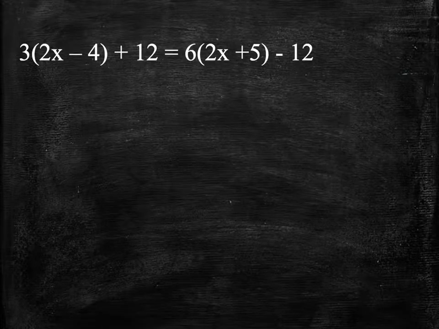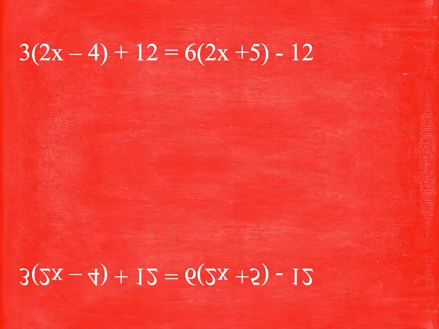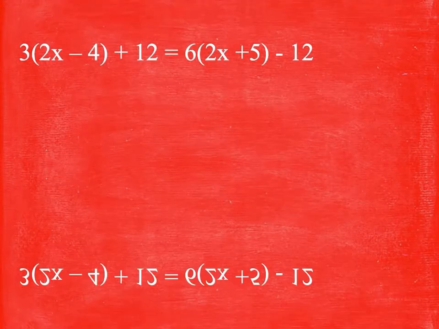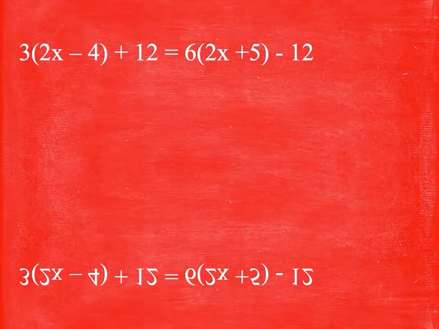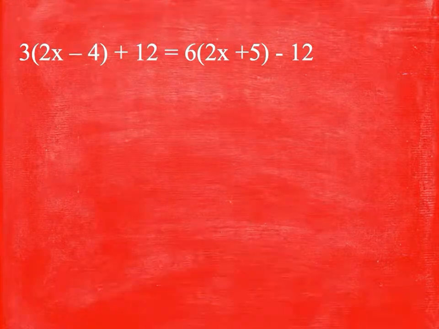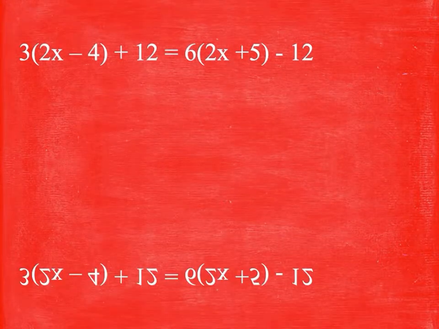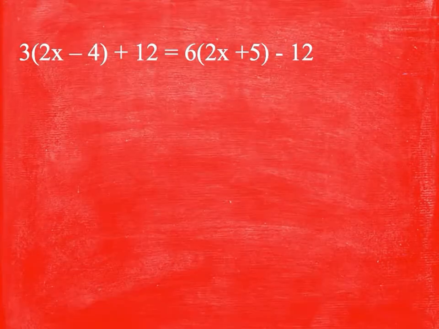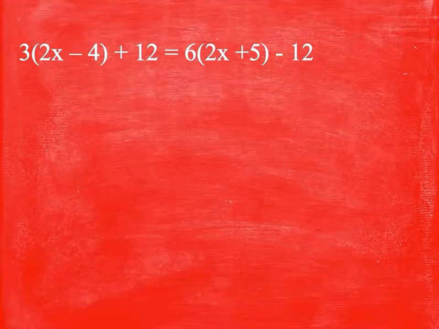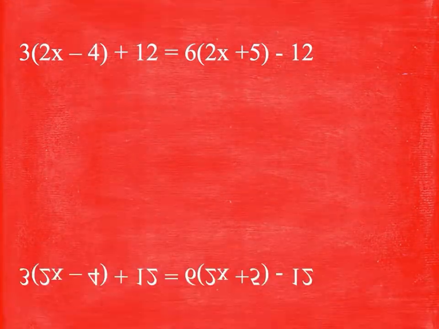Alright, now we've gotten a little bit more complicated. We're going to simplify both sides just like we did in the past. We're just going to have to do one side at a time. So here, we're going to use the distributive property. That's 6x minus 12 plus 12 equals 12x plus 30 minus 12.